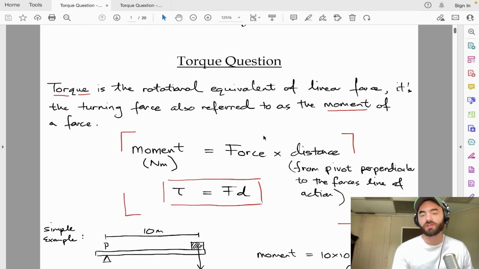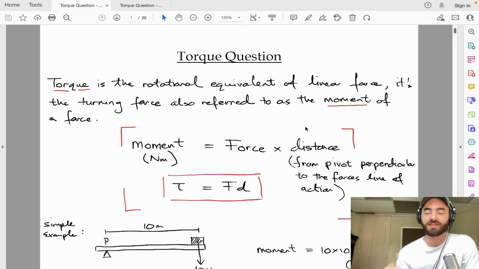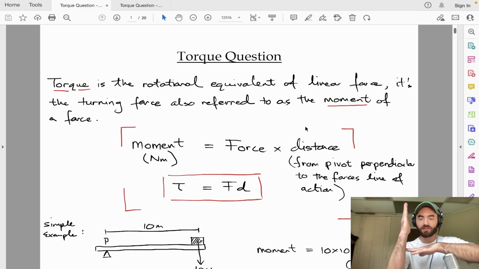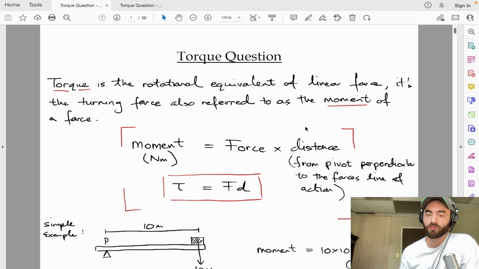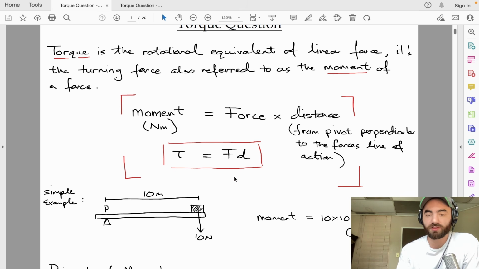Well, moment is just force times distance, but this distance is a perpendicular distance from the pivot, perpendicular to the line of action of the force. So the force and the distance have to be perpendicular to each other, which is important, and that will give you your moment, which is in Newton meters.